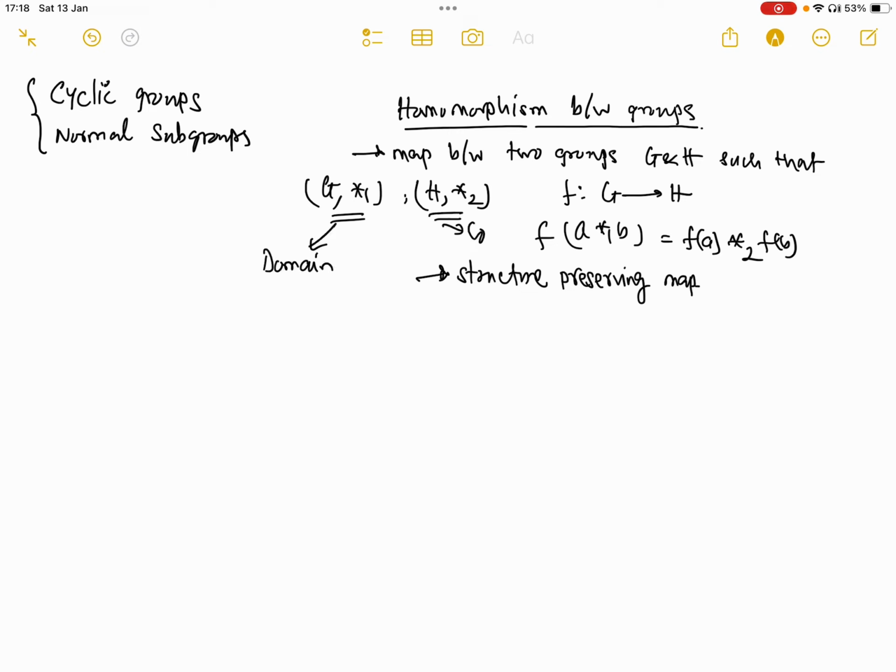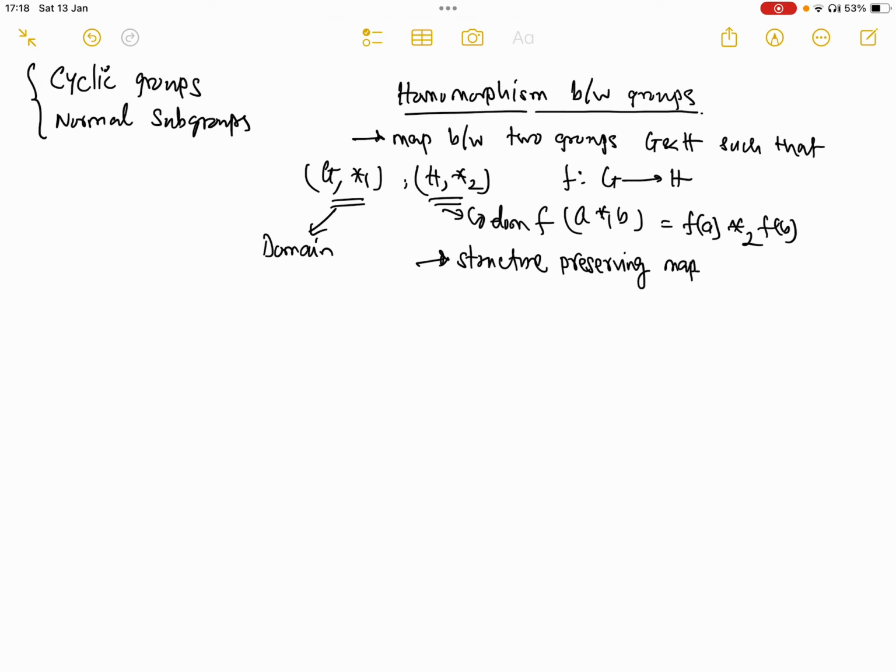Right. So let's see some properties and some examples. Firstly, from now on, I will not denote it star 1 and star 2. I will just write f of AB is f(A) f(B). It should be understood from the context that here this operation is happening inside the domain, and here this operation is happening inside the codomain. So let's see some properties.